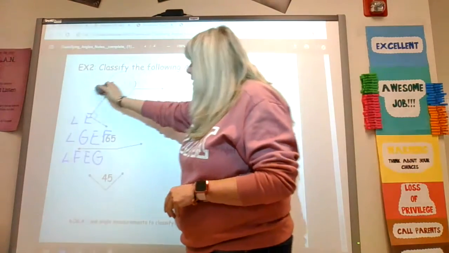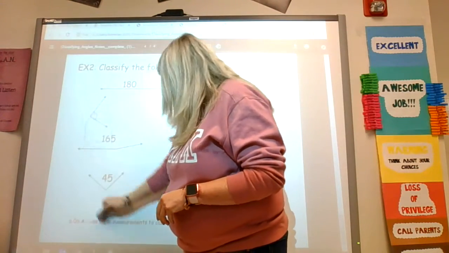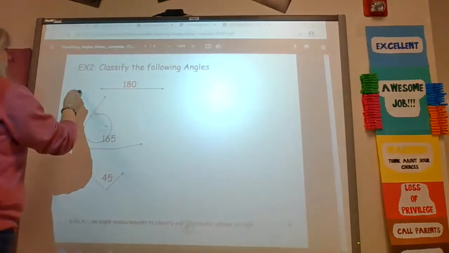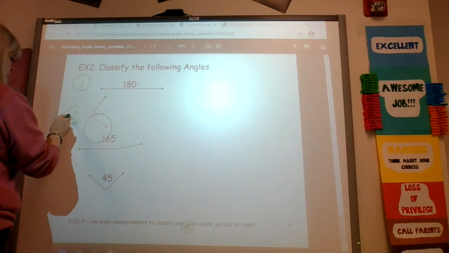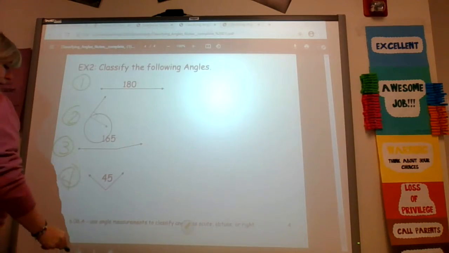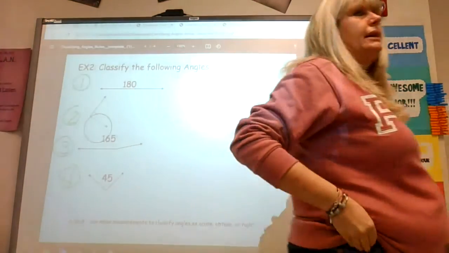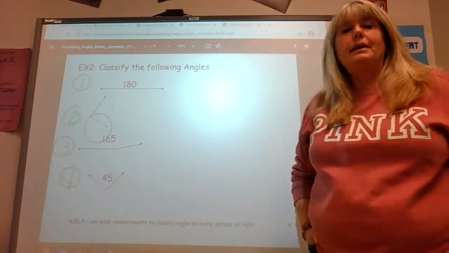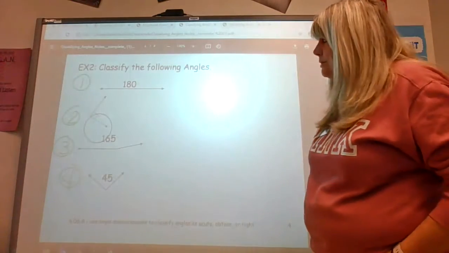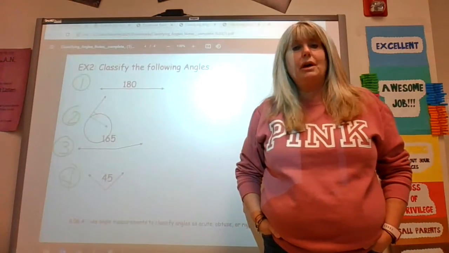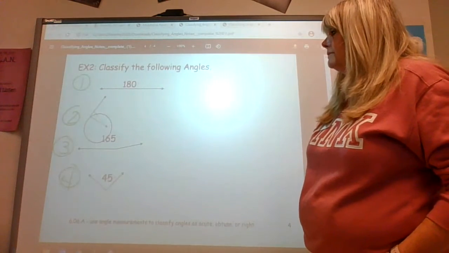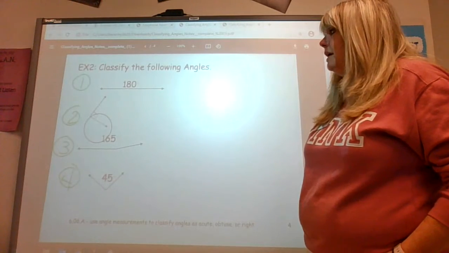And let's look and see. I want you on your paper to number 1, 2, 3, and 4. And I want you very quickly to write down either it's acute, it's right, it's straight, or it's obtuse. And if you have to refer back to your notes, please do. So I'm going to pause this for just a minute. Okay, let's go back.